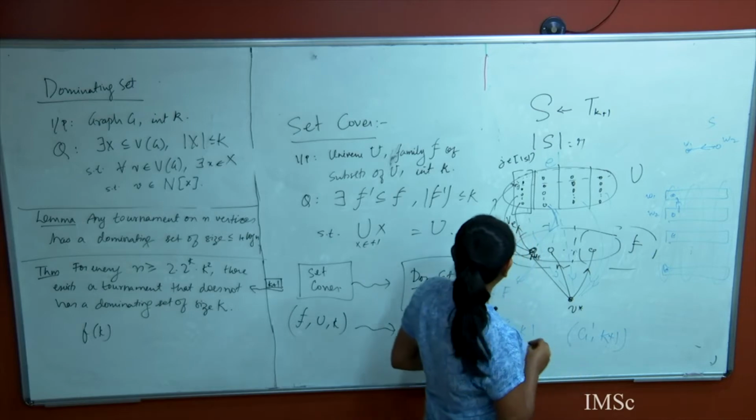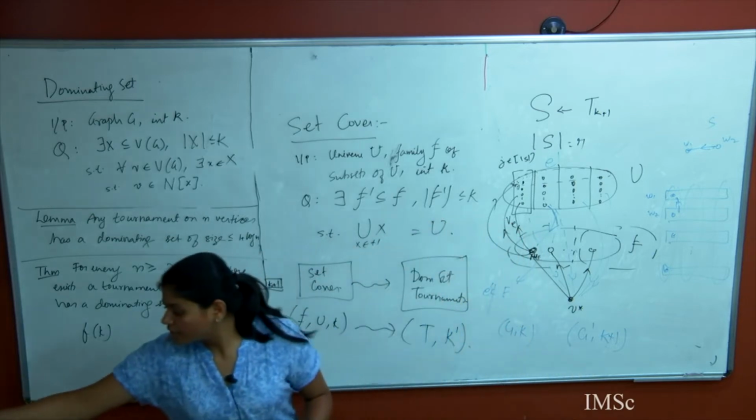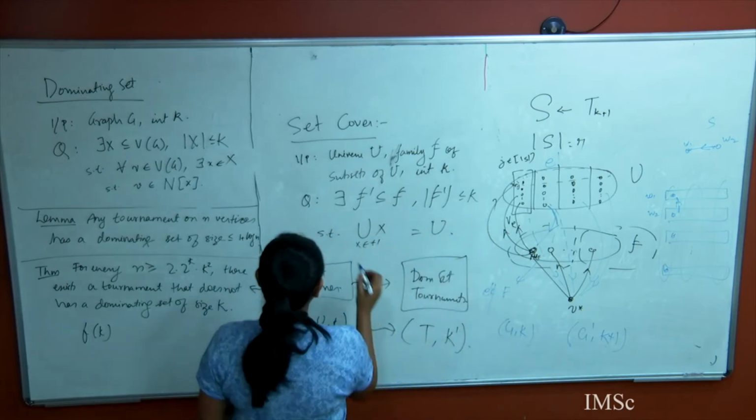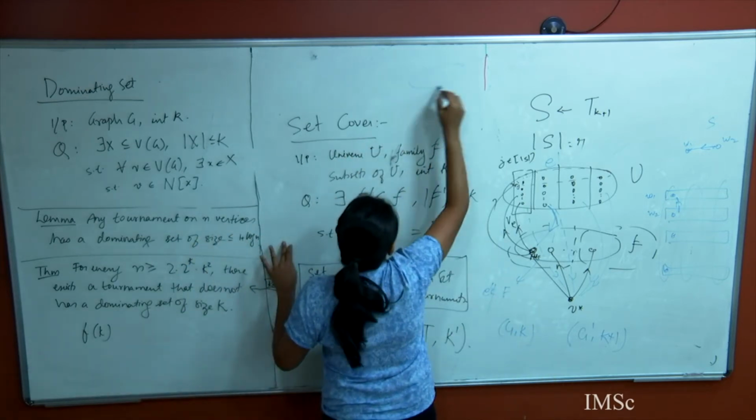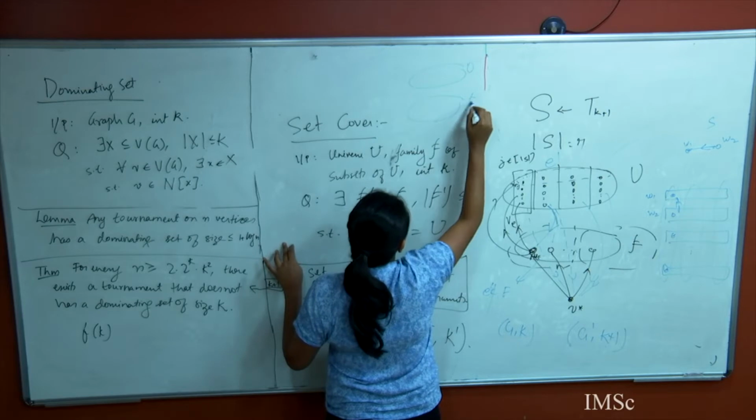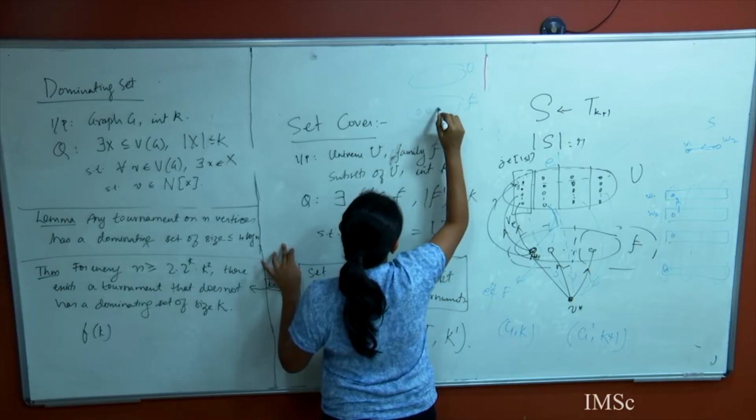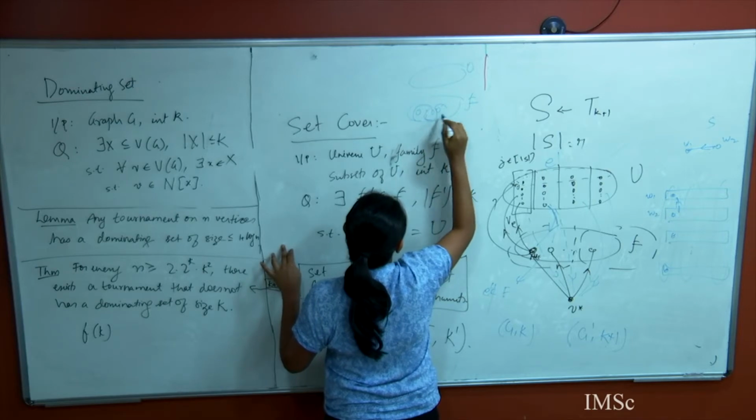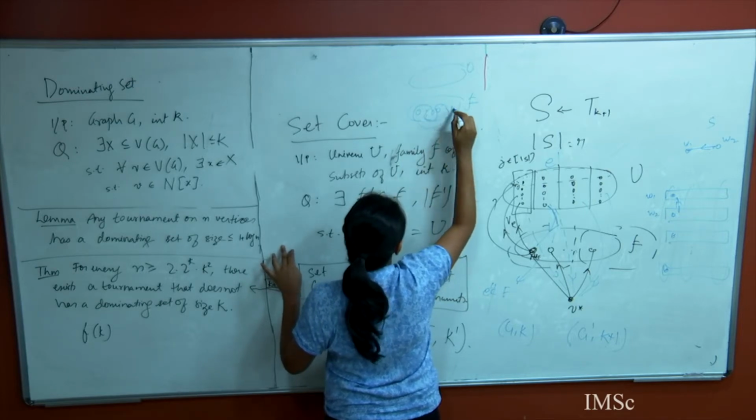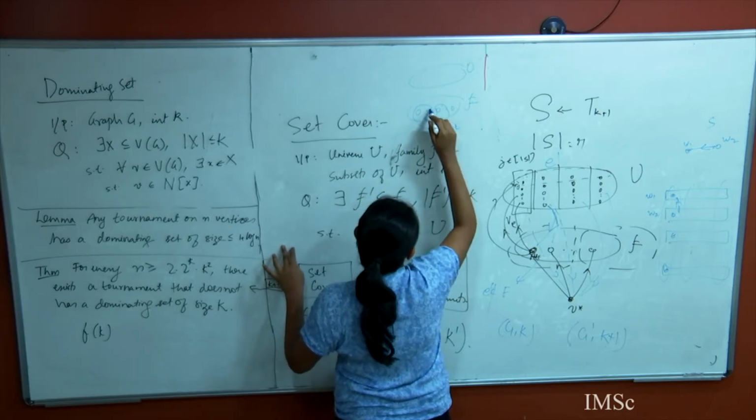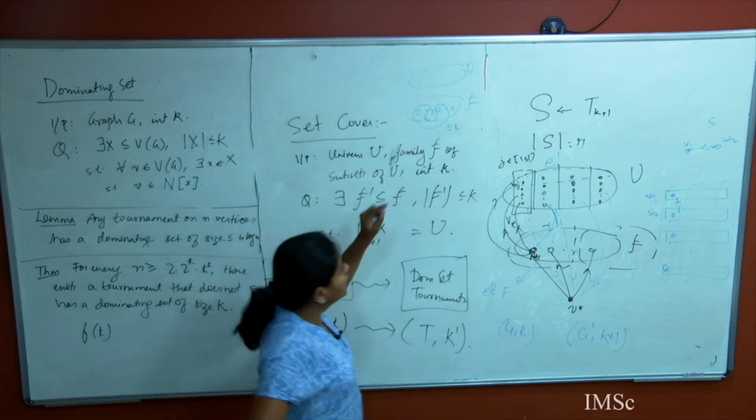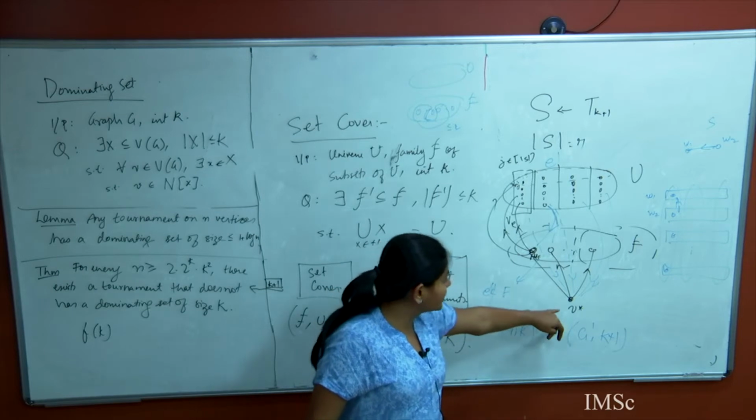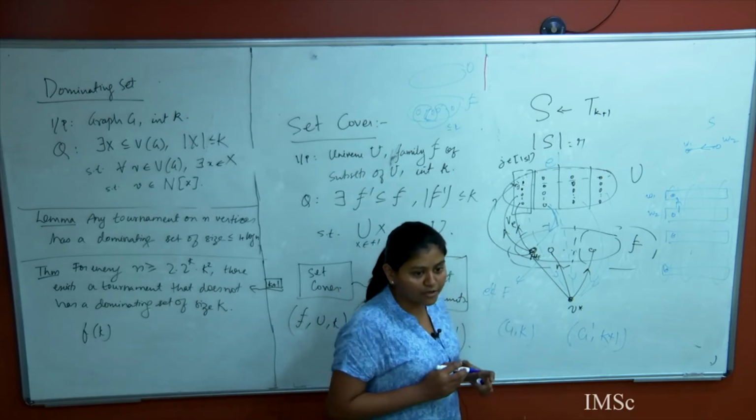So suppose this was U and this was F, and suppose I have some sets here which together cover the whole universe and are of size at most k. I take the same vertices here, and I also take V star. Let us see if it is a dominating set.